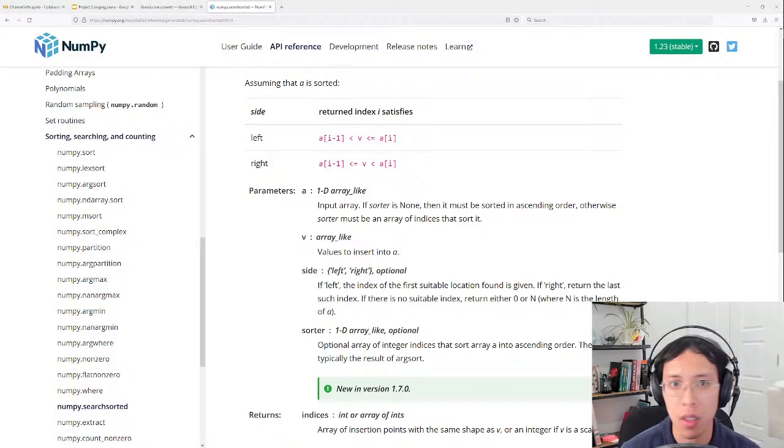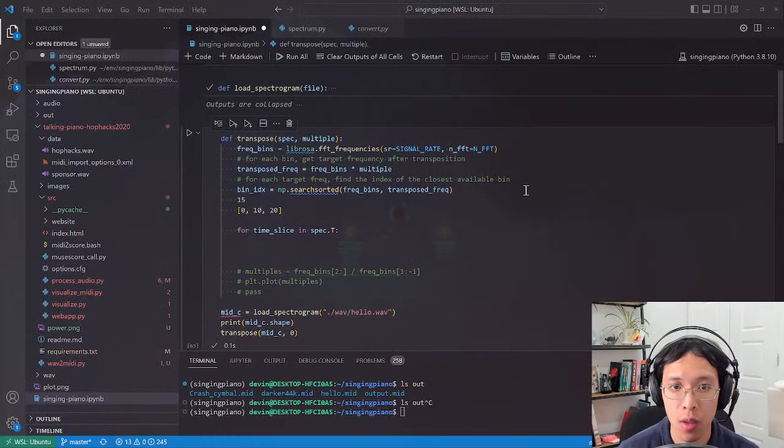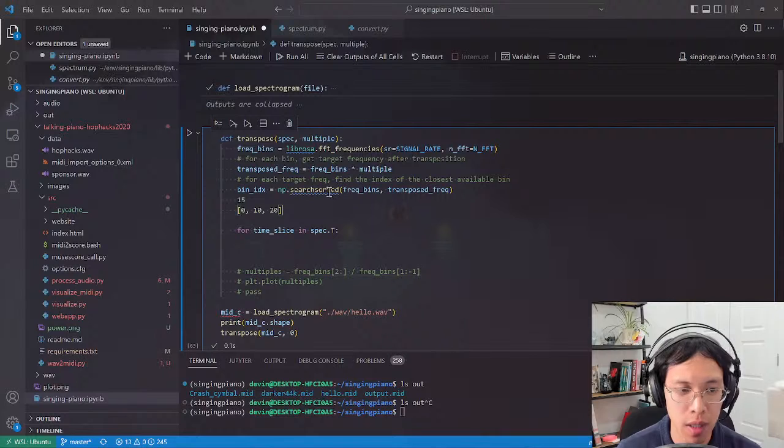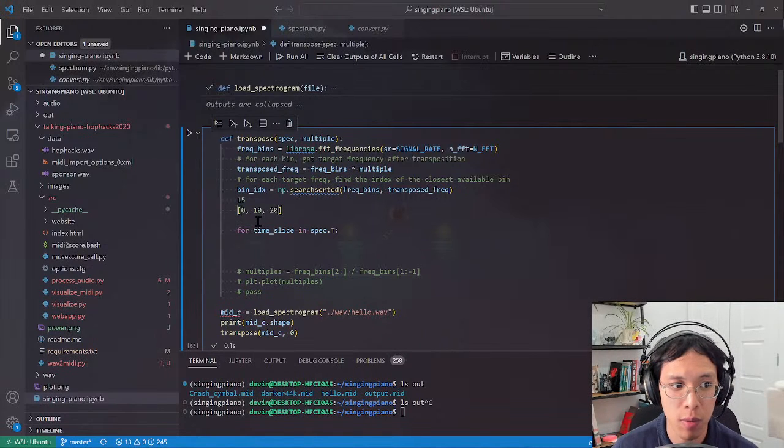if we look at the documentation here, it says when the side is left, it's going to give you the index where, if you insert your value, it's going to sit. So basically, it's only an issue if it's equal to something, right? Actually, the side doesn't matter at all because we don't really expect these frequencies to be exactly equal. They're generally going to fall in between the bins, and if they are equal, it doesn't really matter which side we pick for the bin.